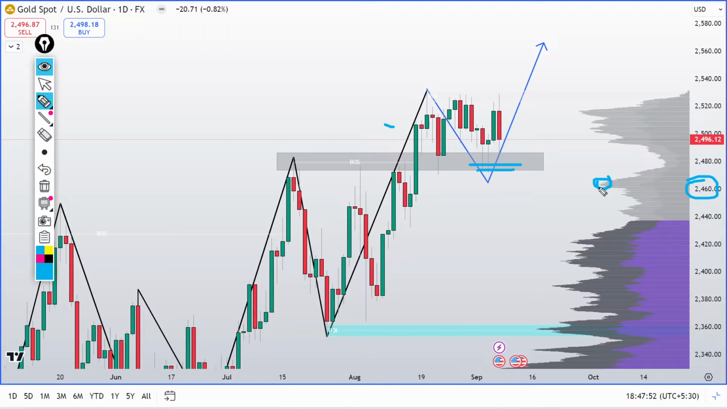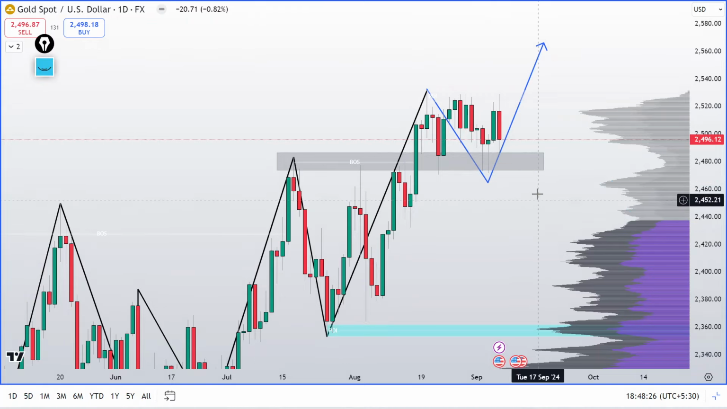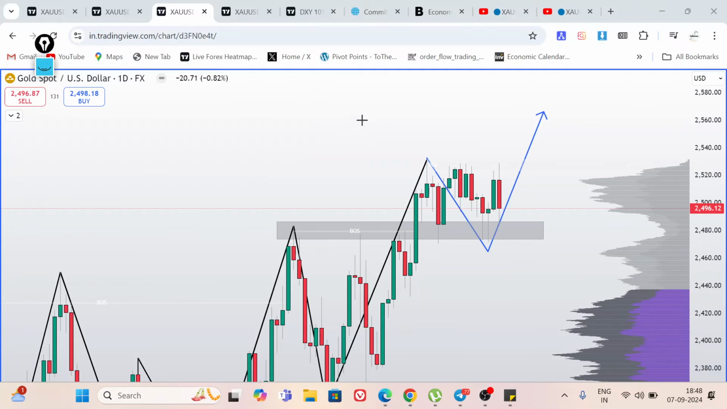And the final, or you can say major, support that we can consider on the lower side is around 2450 right over here. So these are the supports that we can consider for buying. But suppose price breaks down from here, then we can go for a deeper correction. But from the current movement, we can't say much about that deeper correction from the current level. So we have to wait for price development if price breaks down from there.